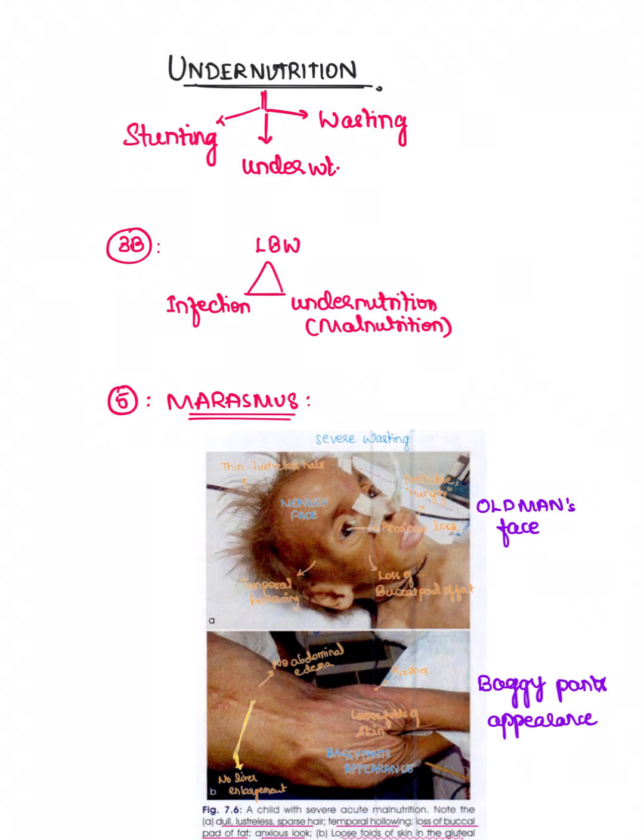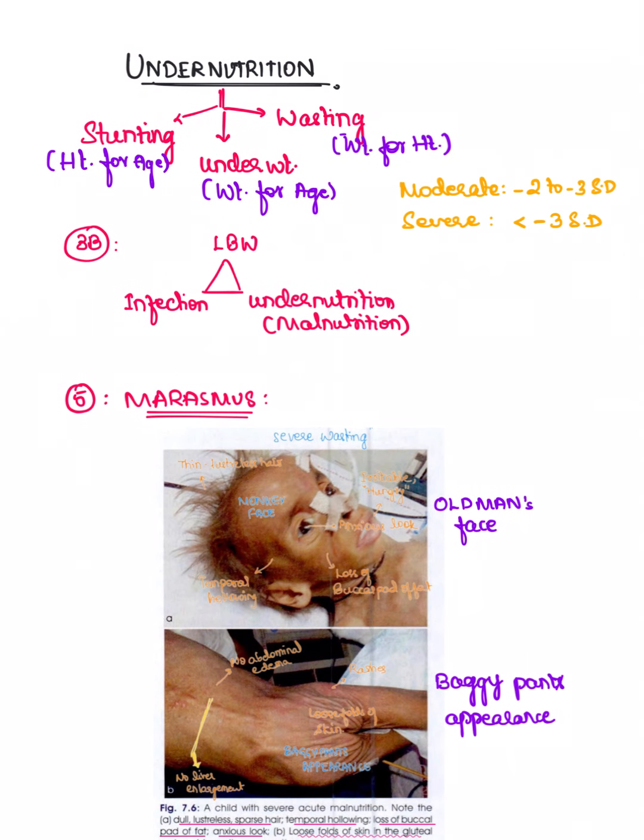Undernutrition. Undernutrition is divided into three types: stunting, underweight, or wasting. Remember, stunting is height for age less than minus 2 standard deviations. Underweight is weight for age less than minus 2 standard deviations, and wasting is weight for height less than minus 2 standard deviations. The moderate type of undernutrition is minus 2 to minus 3 standard deviations, while the severe type is less than minus 3 standard deviations.